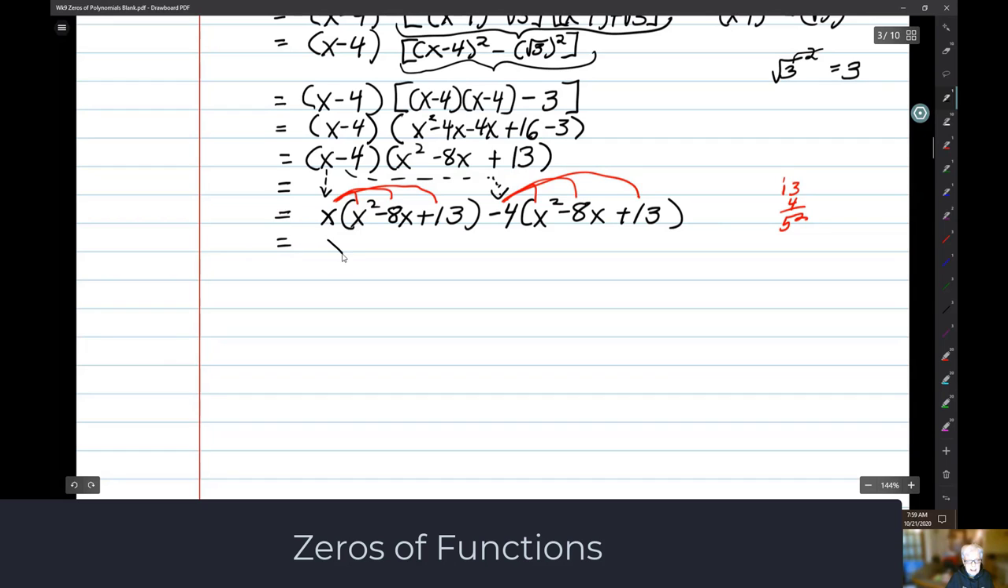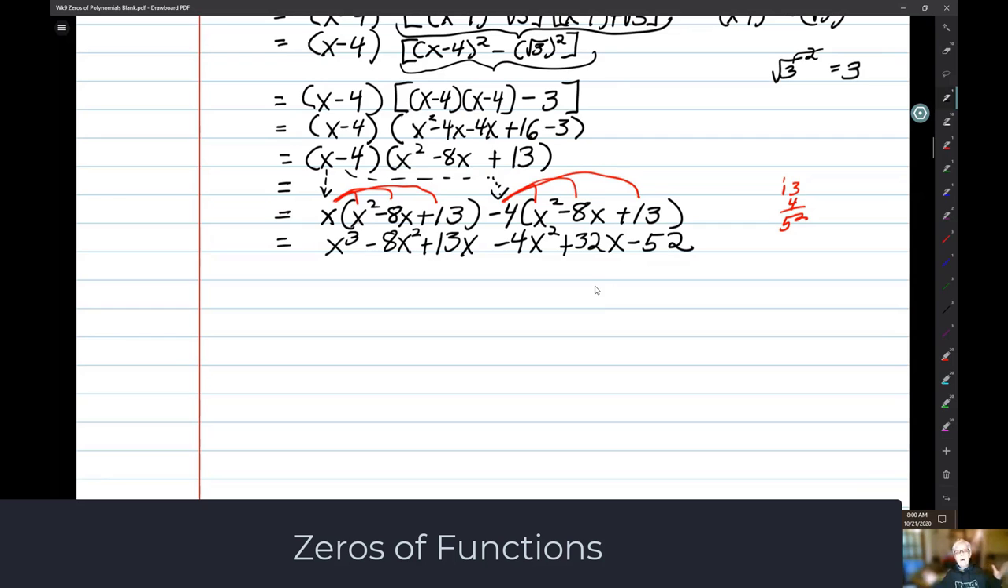So x times x squared is x to the third. x times minus 8x is minus 8x squared. x times plus 13 is plus 13x. Now, minus 4 times x squared is minus 4x squared. Minus 4 times minus 8x is plus 32x. Minus 4 times plus 13 is minus 52. Whew! Now all I have to do is get my like terms together.